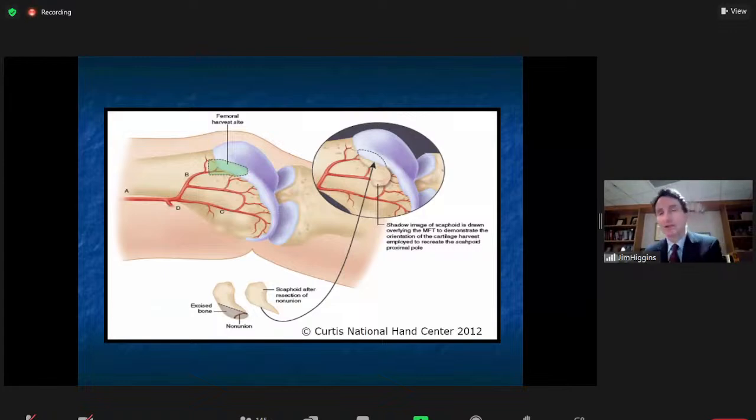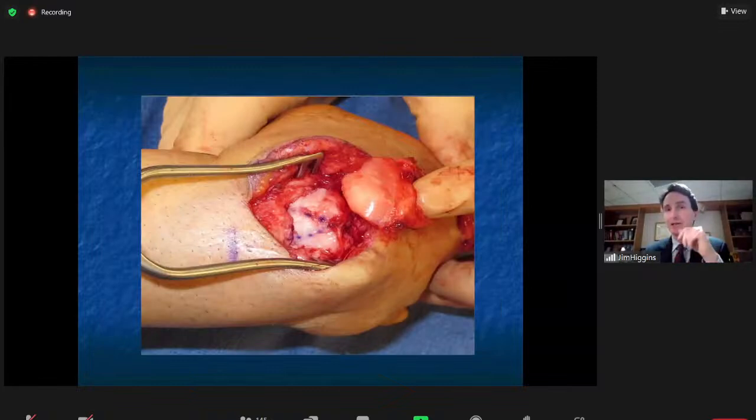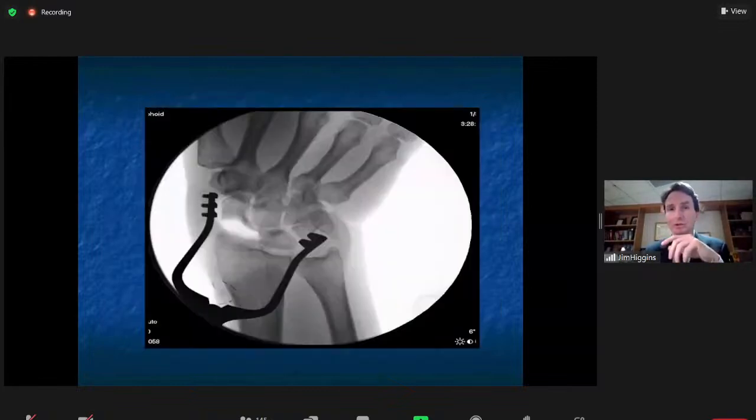This is a drawing that we've used to sort of demonstrate that you resect the proximal pole and then generously resect up to the waist. You're actually turning it into a waist problem, preserving the concave acetabulum that faces the capitate. So you're not resecting anything that goes in the midcarpal joint. In fact, you don't open the midcarpal joint. And then you resurface the proximal pole. Let me show you some specifics.